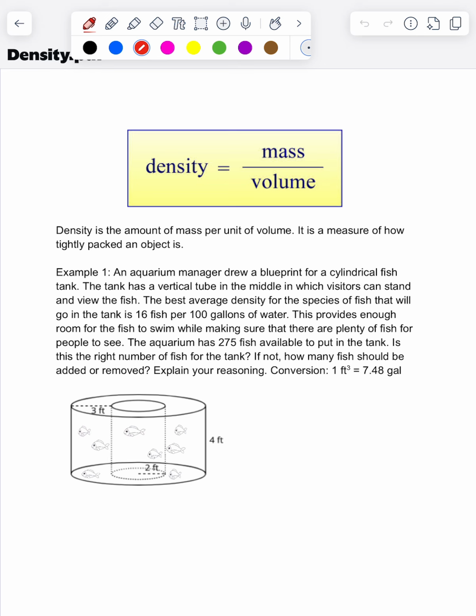In this video, we're going to talk about density. Density is mass over volume. In other words, density is the amount of mass per unit of volume. You can think of it as a measure of how tightly packed an object is.